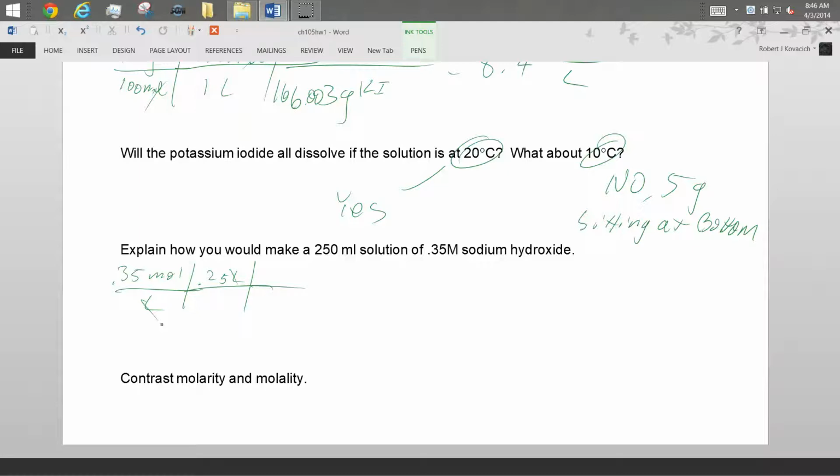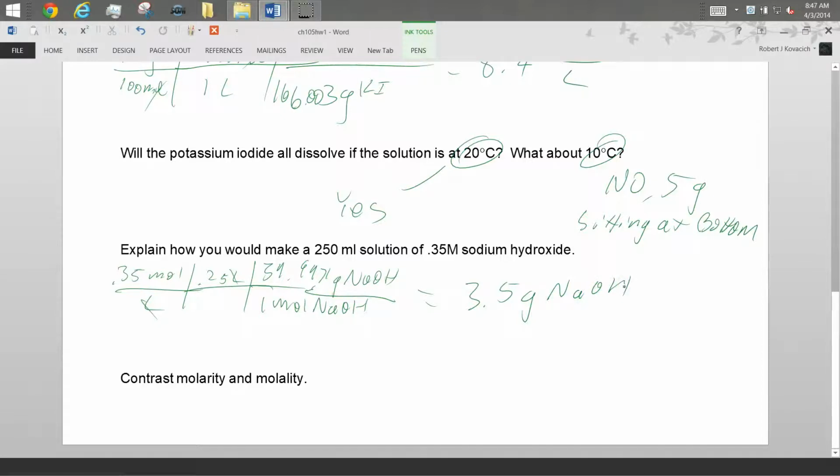So 1.0795 plus 15.9994 plus 22.98977. So I got 39.9971 grams of NaOH for every 1 mole. Oops, I put that in upside down. For every 1 mole of NaOH, 39.9971 grams NaOH. And so times 3.5 times 0.25. And so I get 35 grams of NaOH. So to answer this, I would probably say get 35 grams NaOH.